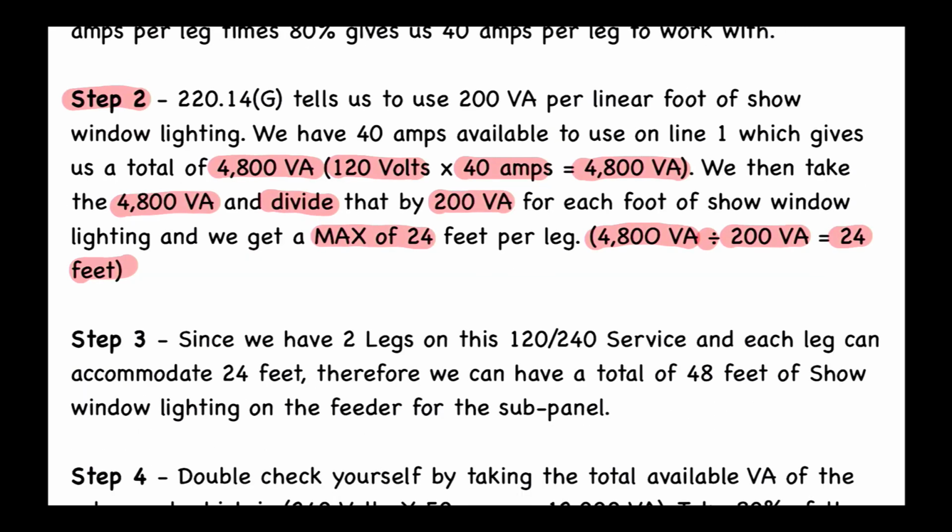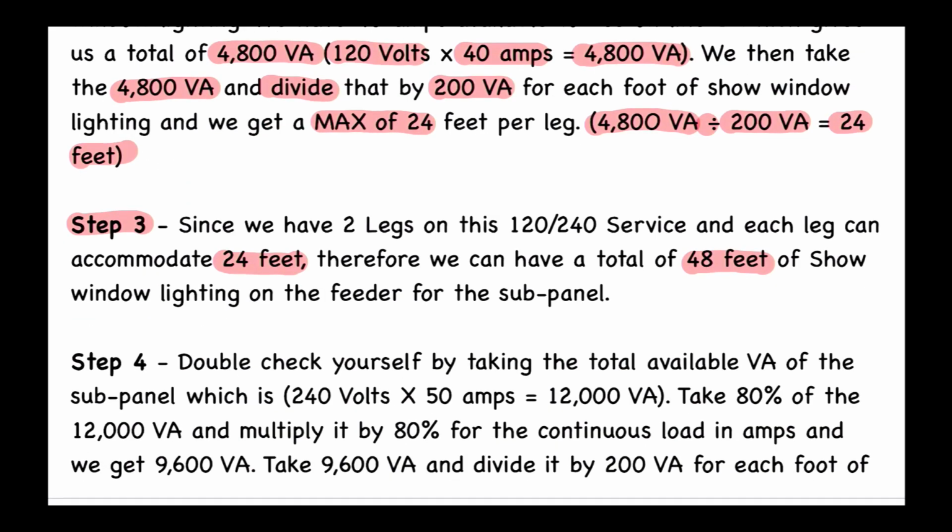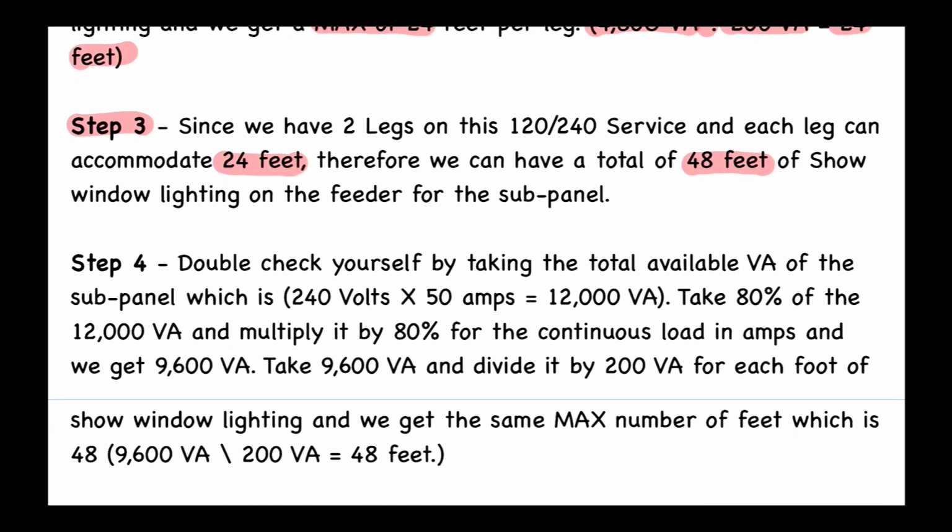Okay, let's go on to step number 3. Since we have 2 legs on this 120/240 volt service, and each leg can accommodate 24 feet, therefore we can have a total of 48 feet of show window lighting on the feeder for the sub panel. And let's go to step number 4.